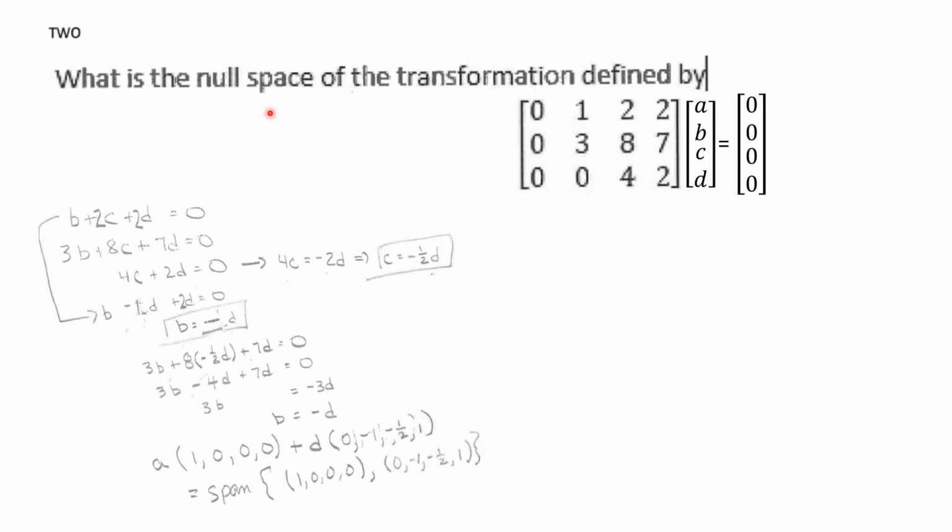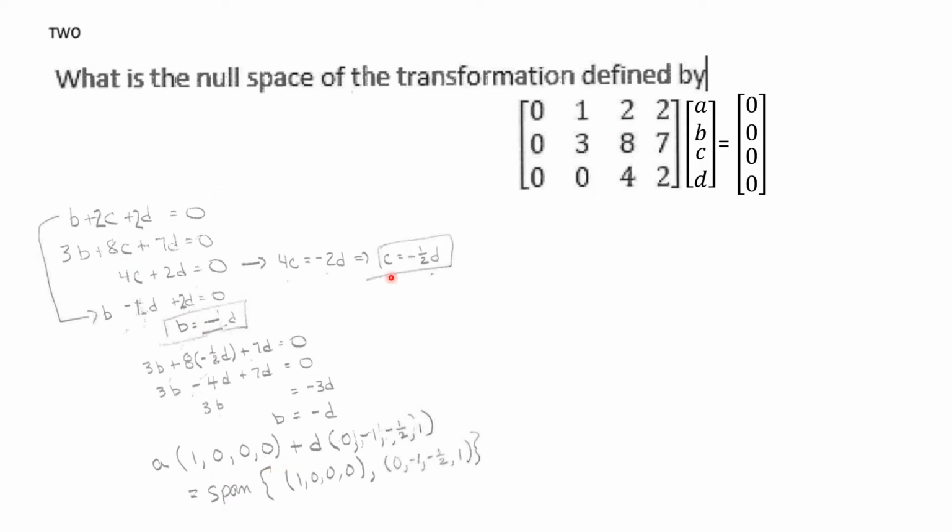Number 2 asks you what is the null space of the transformation defined by this matrix. So to find the null space, we have to take this matrix times a column vector A, B, C, D and set it equal to the 0 vector and solve. Now you can see because of this 0 column here, A is not involved in the calculation at all, so A is a free variable in the first setting, and so we can have A times 1, 0, 0, 0.